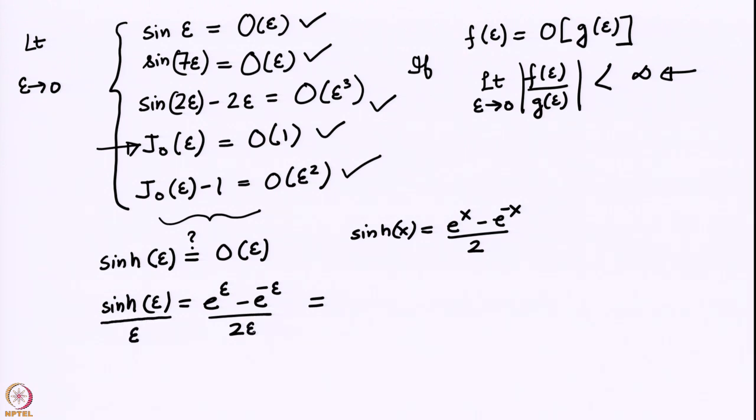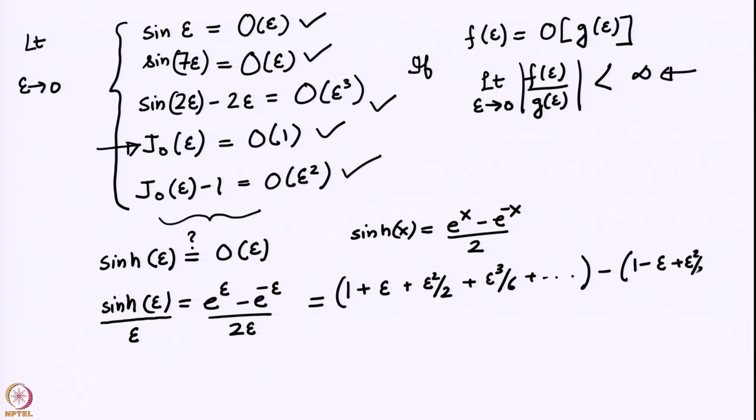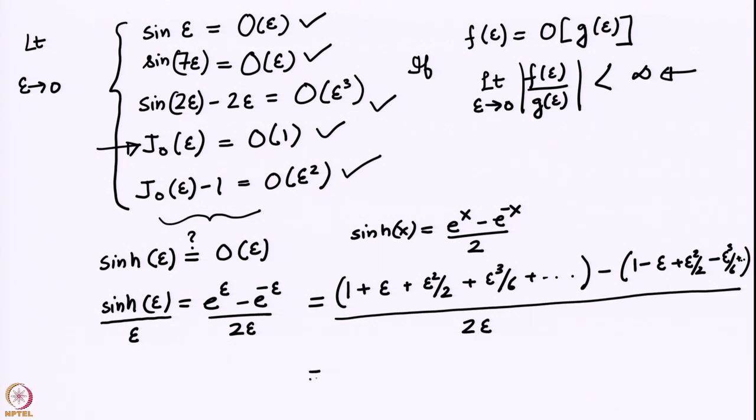So there is a 2 epsilon here. And then if I expand e to the power epsilon in a Taylor series, then this is 1 plus epsilon plus epsilon square by 2 plus epsilon cube by 6 plus dot dot dot minus 1 minus epsilon plus epsilon square by 2 minus epsilon cube by 6 plus dot dot dot, and this whole thing gets divided by 2 epsilon. Now if I add up, there will be some things which cancel out. So the first term would be 2 epsilon. Epsilon square would cancel each other out, and then we would have 2 epsilon cube by 6 plus dot dot dot divided by 2 epsilon.